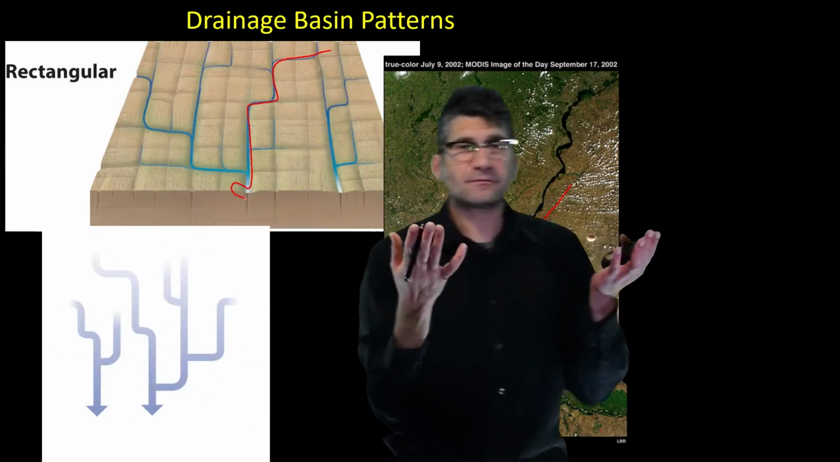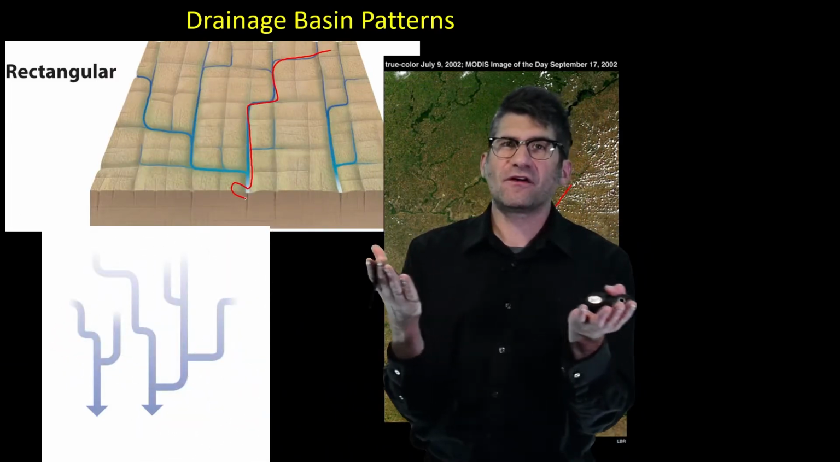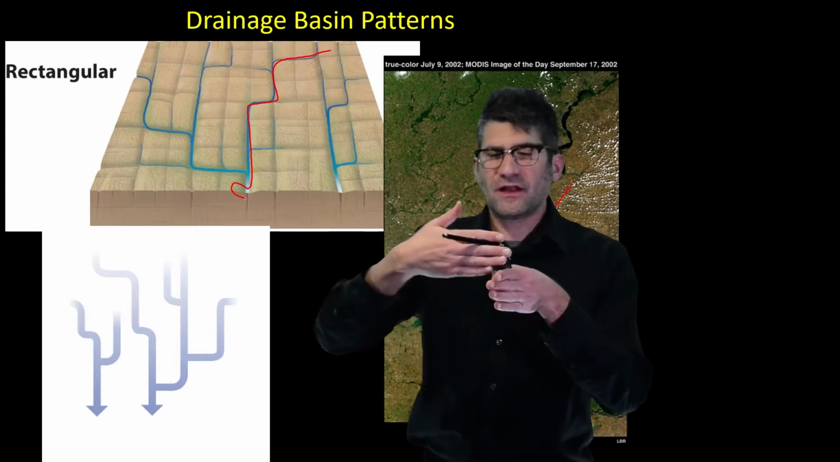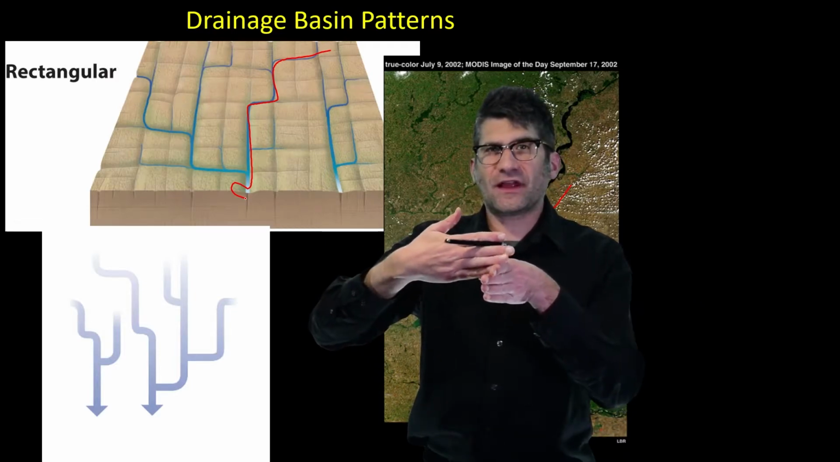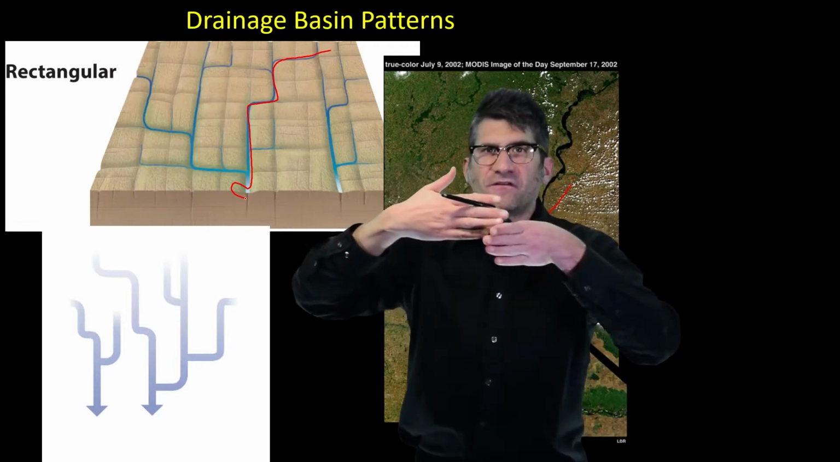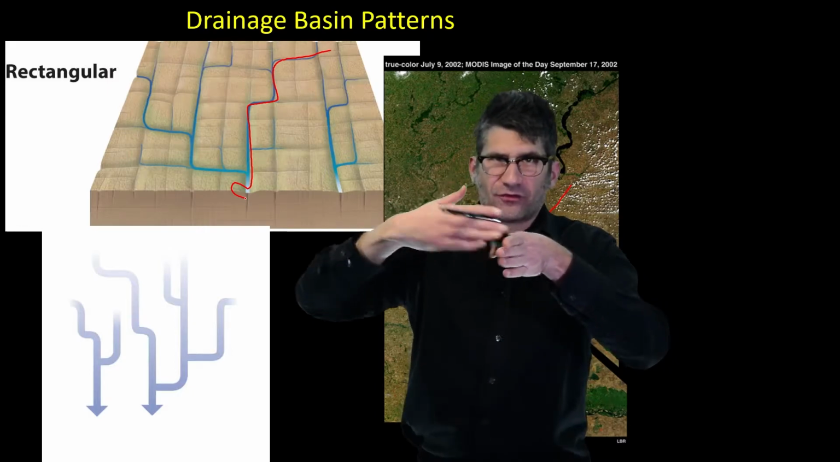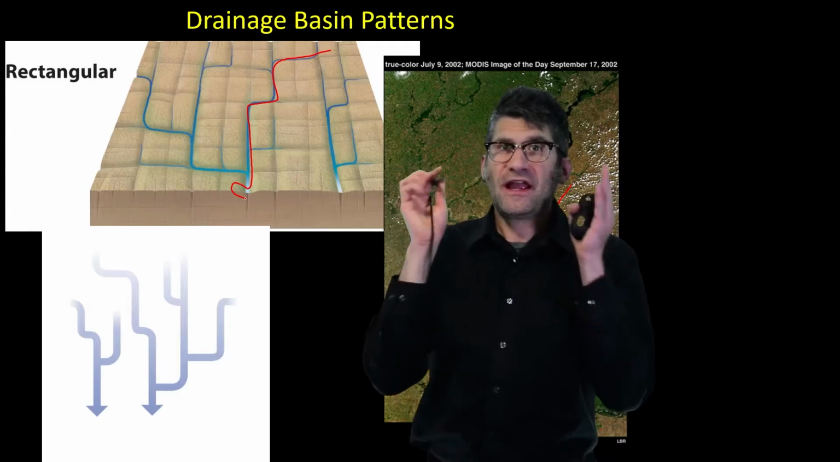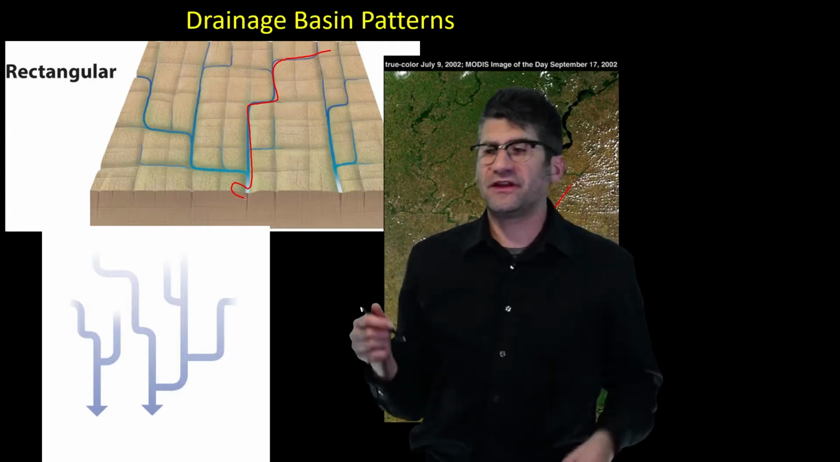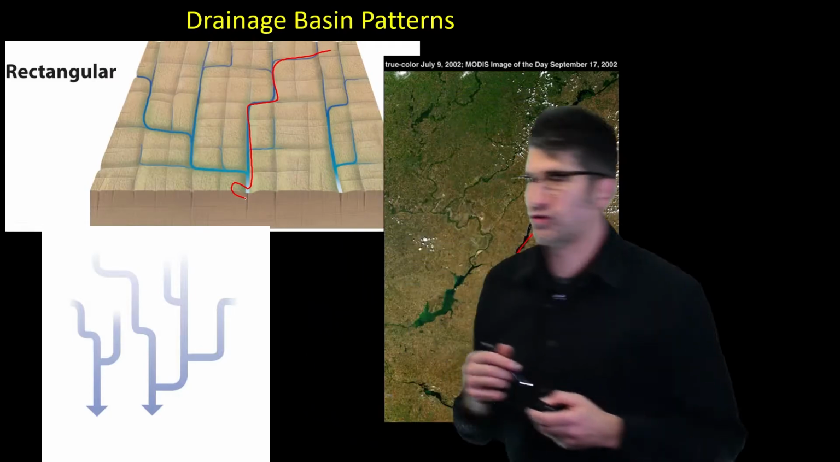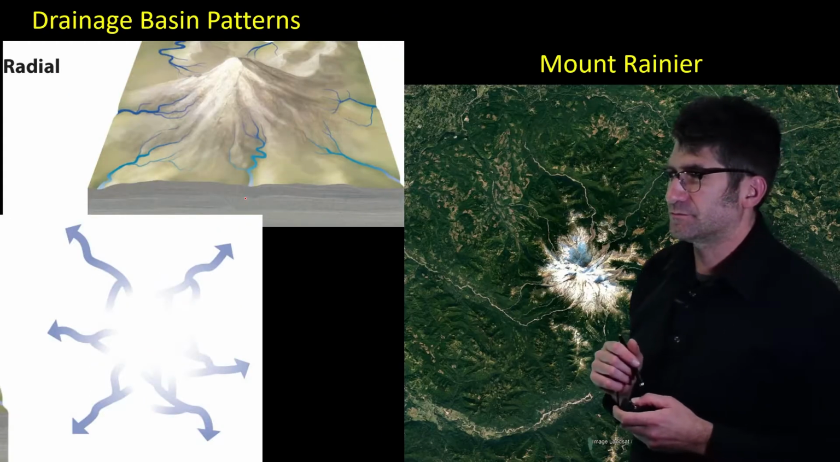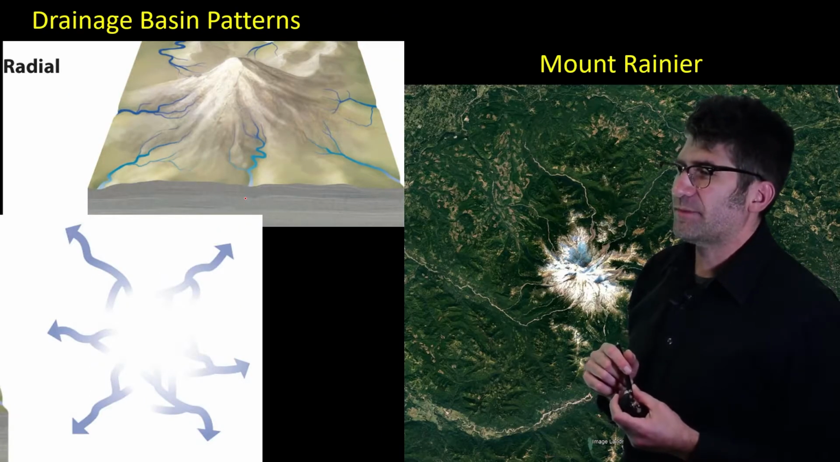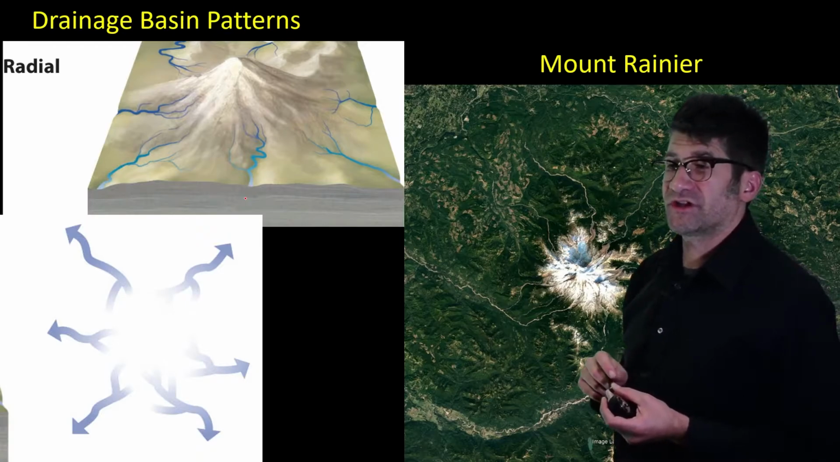These are common in locations where you have a fault and fracture network that's going to produce right angles in the landscape. So if you have a set of faults or joints that are at right angles to each other, you'll get preferential weathering along those joints, and the rivers will flow along them, and you'll end up with a rectangular drainage basin pattern.